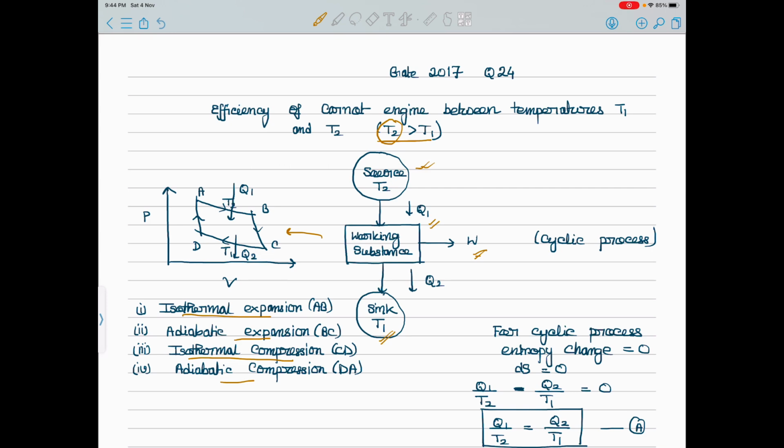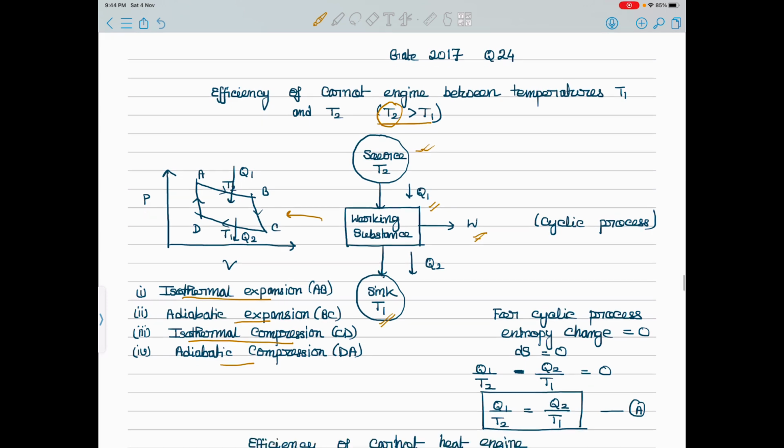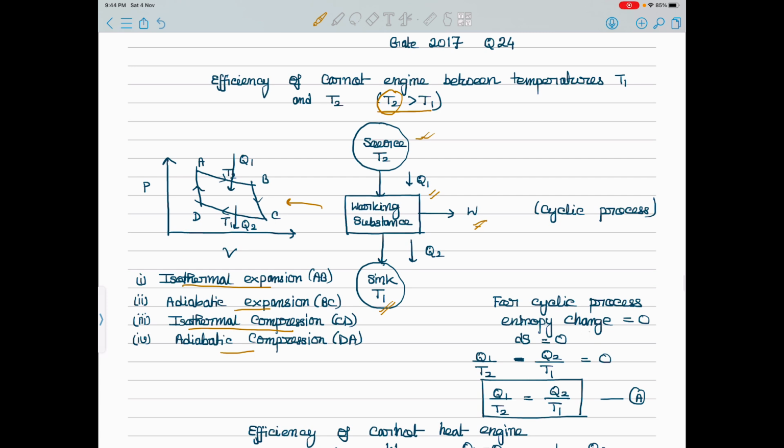Ultimately it's a cyclic process, and we know that the entropy change for a reversible cyclic process, which is given in the question as a reversible Carnot engine, is 0. So dS is equal to 0, where S is the entropy.